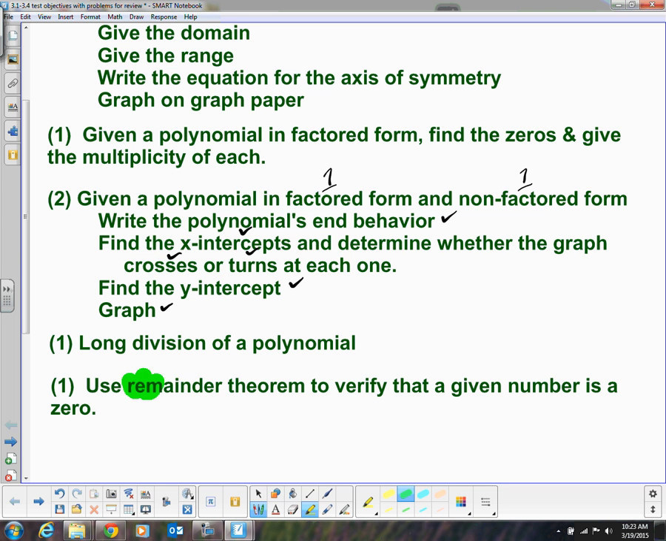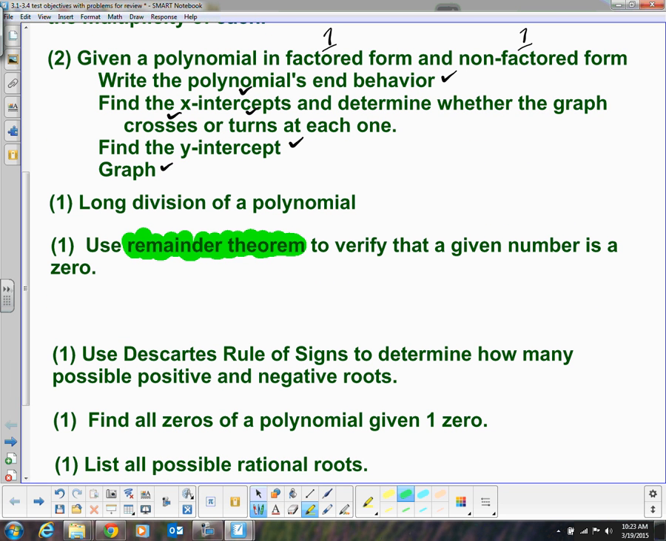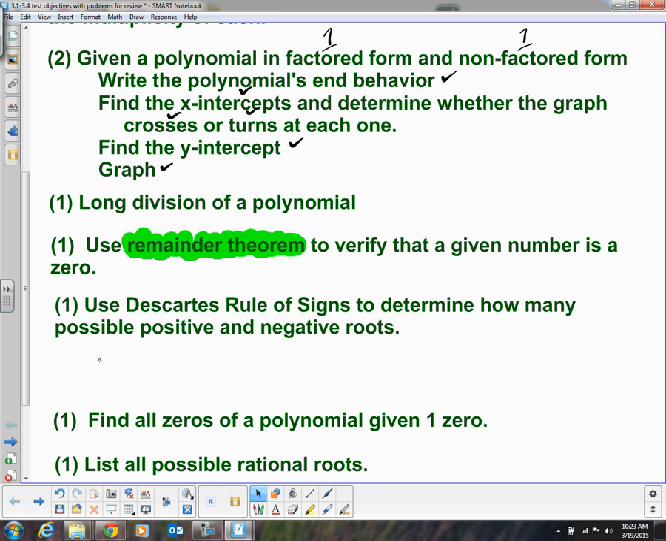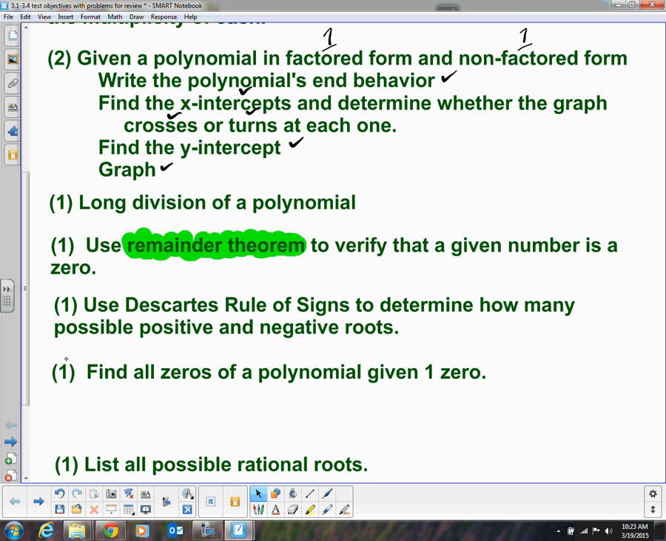What's the remainder theorem? What we just did. Find it. This should be the easiest question on the test. I don't want you to blow it. How do you do it? No, it's not remainder theorem. You substitute the 0 into x. Plug and chug. All right, I will give you one Descartes' rule of signs to determine the positive and negative roots. Just one.